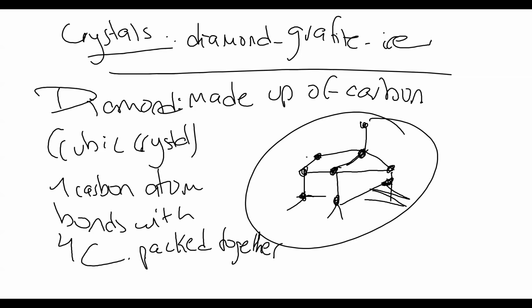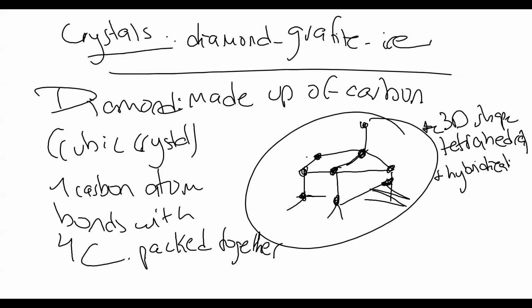And the diamond 3D shape is tetrahedral. Anything might be asked, you should know about it. So tetrahedral, this is number one. The hybridization of diamond is sp3 since it's tetrahedral. And that's all you should know about diamond.